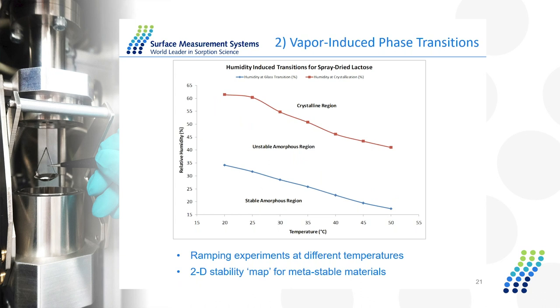And if we do a series of ramping methods at different temperatures, then we will get a 2D mapping of the metastable material. And this plot could be used to predict the impact of different conditions on the stability of the material. The blue line here is for the glass transition, and the red line here is for the crystallization. So if we have certain conditions, like a certain combination of temperature and relative humidity, then we can say which region the point will be located in, to predict whether the sample is in a crystalline state or a stable amorphous state, or the sample is just unstable and will change structure anytime during the application.